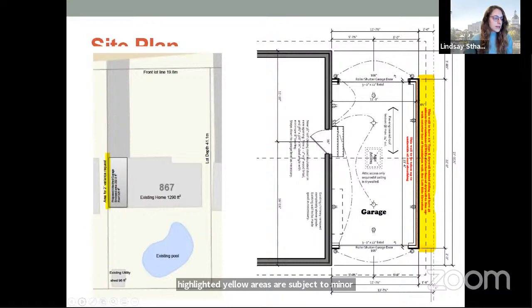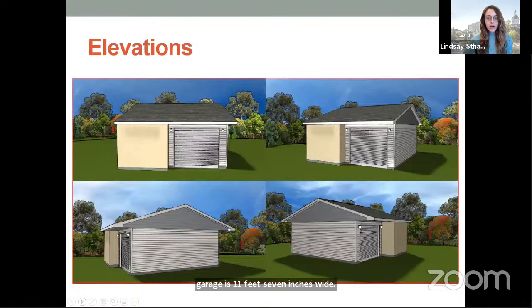The existing house is approximately 13 feet 7 inches from the western property line. And the proposed garage is 11 feet 7 inches wide. Next slide, please. This slide just has the elevation renderings of the proposed garage. Next slide, please.